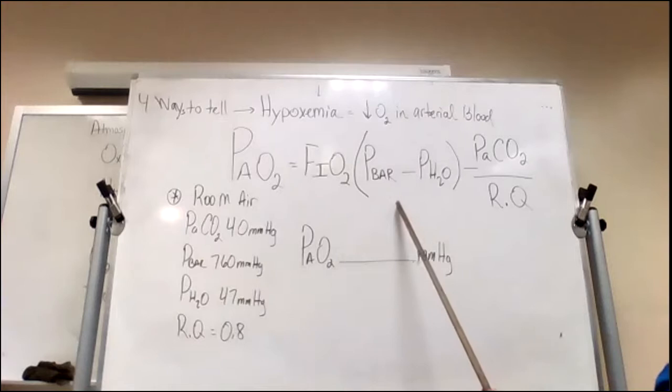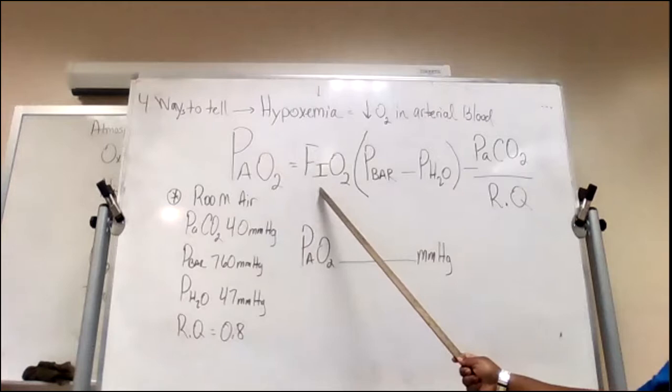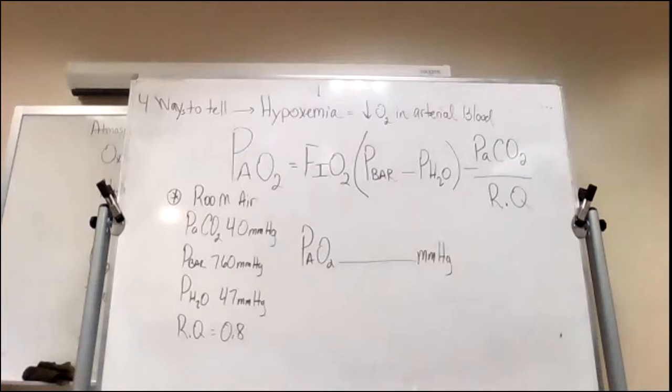FiO2 is the fraction of inspired oxygen. We learned on the other board that room air is 21% oxygen. So we're breathing, or inspiring, 21% oxygen right now, every last one of you. But that's written as a decimal when you put it into the formula. So plug it in and tell me what you get.